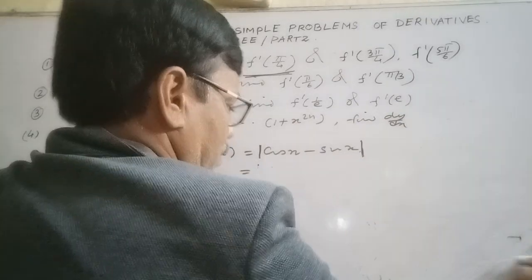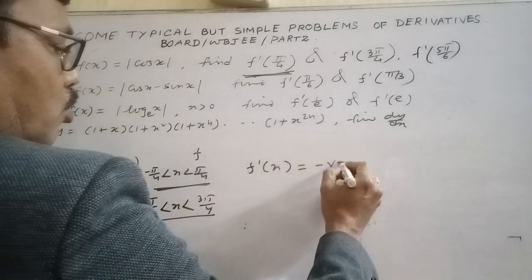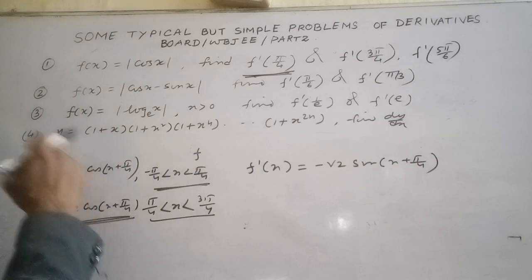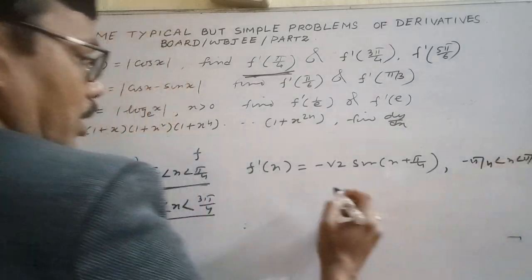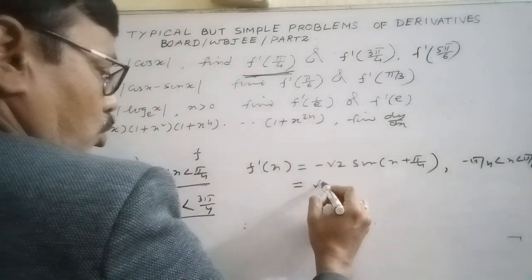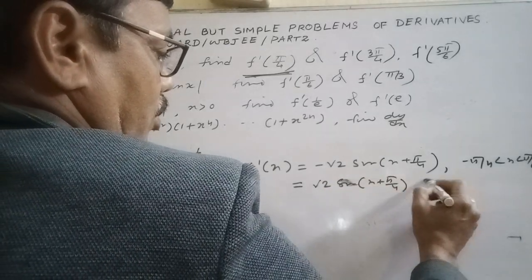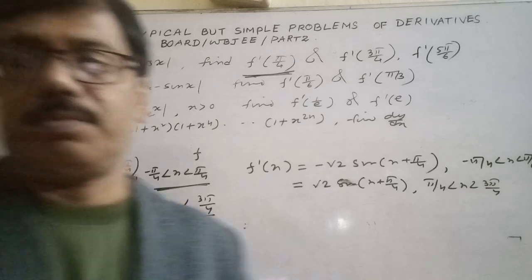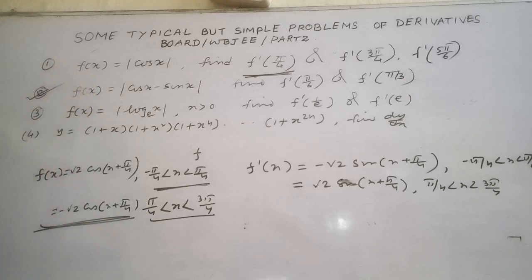What is f dash x? So look, f dash x is minus root 2 sin x plus pi by 4, the derivative of cos, with the restriction minus pi by 4 less than x less than pi by 4. And it is plus root 2 sin x plus pi by 4 with the restriction pi by 4 less than x less than 3 pi by 4. Then put the particular value. So this is also an important problem for competitive exams.